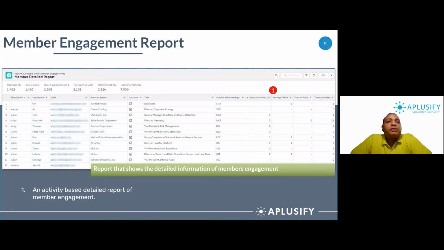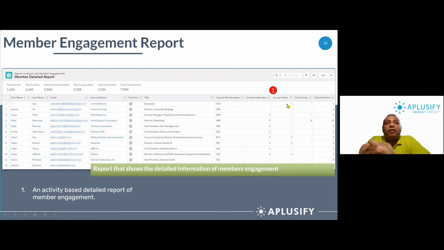Similarly, if you can see in this report, it's an activity-based detailed report of member engagement. You can see here first name and last name, these are the first two columns. Talk about your members: these are their account names, right? And then their titles, and then you can see council memberships and events attended. These are the types of activities they are actually participating in, right?